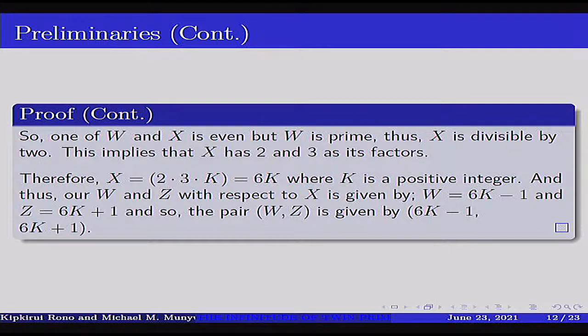So with respect to our X, W and C can be written as 6k minus 1 and 6k plus 1. This is what we need for our work. Then we go to twin prime categorization.